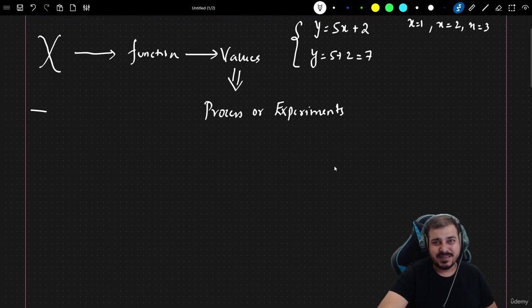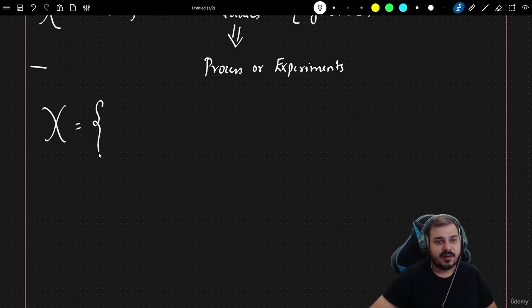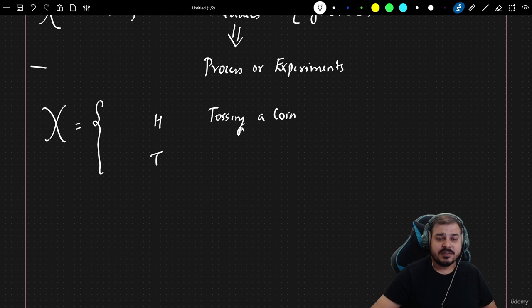Okay, so let's try to see one basic example. Suppose I define that here x is my random variable, and this is nothing but tossing of a coin. So here I'm defining a process or an experiment, which is tossing a coin. And when I toss a coin, what are the different possibilities? It is either heads or tails, right? Now this is my random process. Every time I toss a coin, I may get either heads or tails.